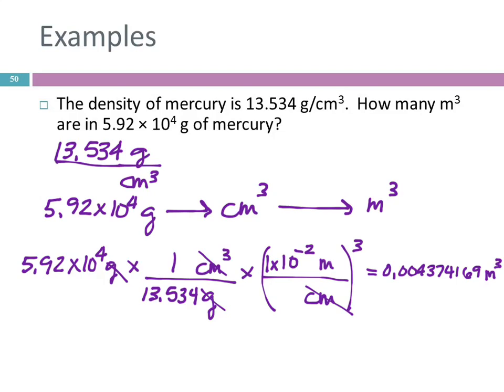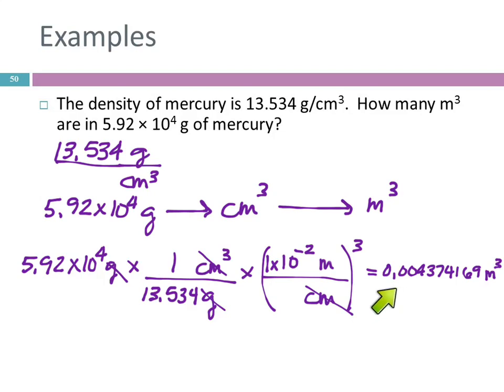Anybody having trouble getting that number to show up in their calculator? Everybody okay with that? How should I report this answer? How many sig figs should it have? I hear 3 and 5. Well, this number has 3, and this one has 5, but we're always going with the smallest. So only 3. This is exact, and so we don't even have to think about it.